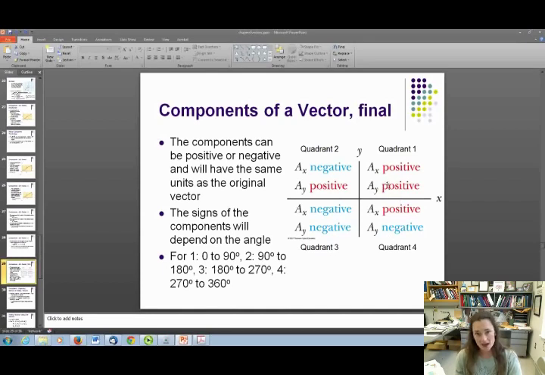Okay? The angles will vary depending on the quadrant. For quadrant 1, the angle will be between 0 and 90 degrees. For quadrant 2, it'll be between 90 and 180 degrees. For quadrant 3, it'll be between 180 and 270 degrees. And then for quadrant 4, it'll be between 270 and 360 degrees.